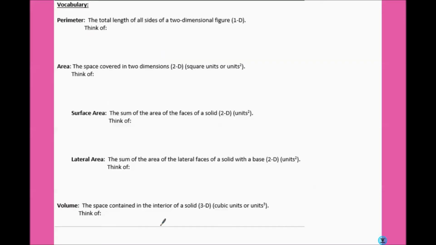So some vocabulary. Perimeter is the total length of all sides of a two-dimensional figure. So this would be something like a fence around a yard. Area is the space covered in two dimensions. So this would be something like carpet for a room. It's going to cover the whole surface.